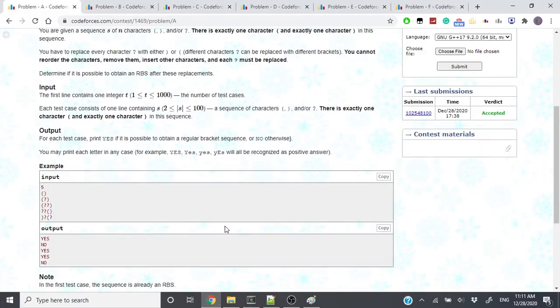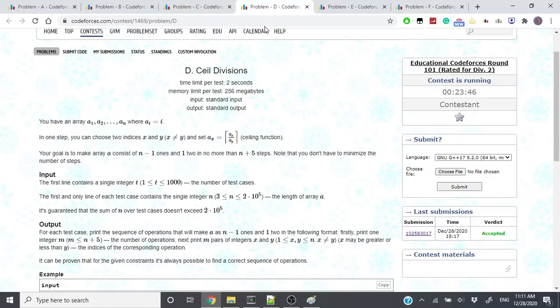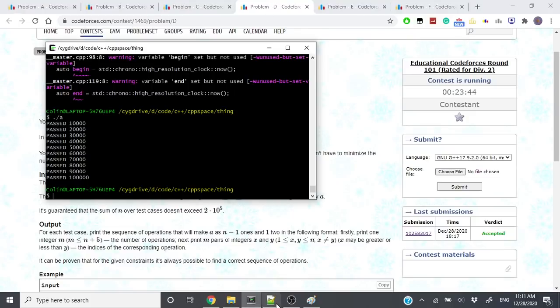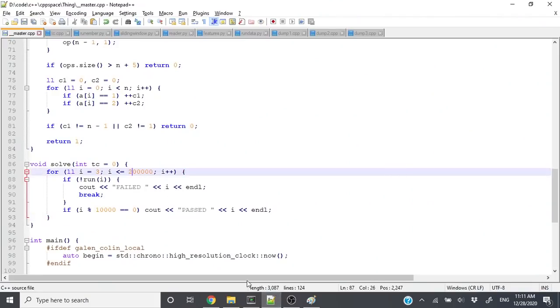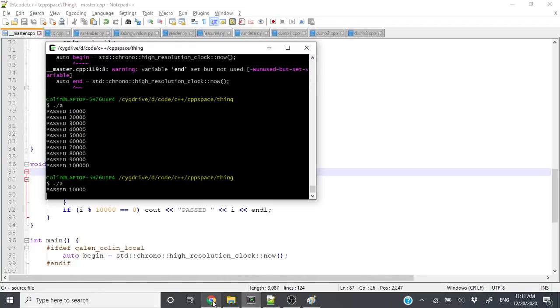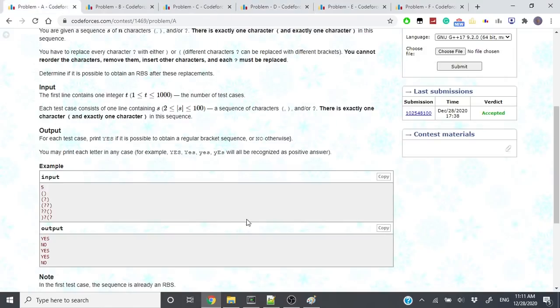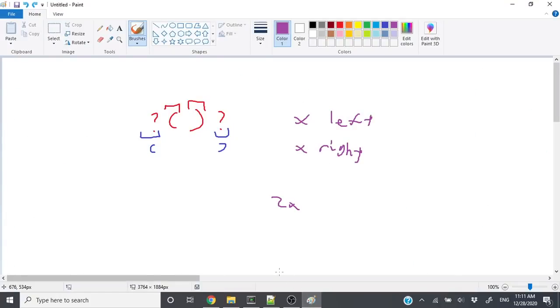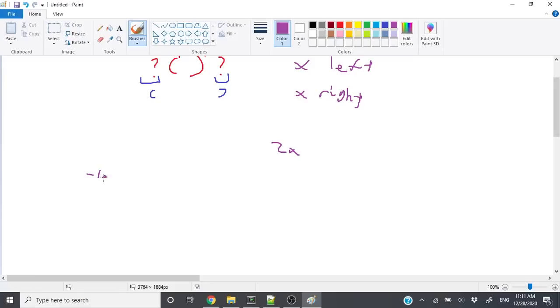It's 2e5. Oh, I didn't even test that. Okay. That's fine. Can't imagine it would be a problem though. So 2x, which means that the length of the string has to be even. So the first condition is that length must be even.